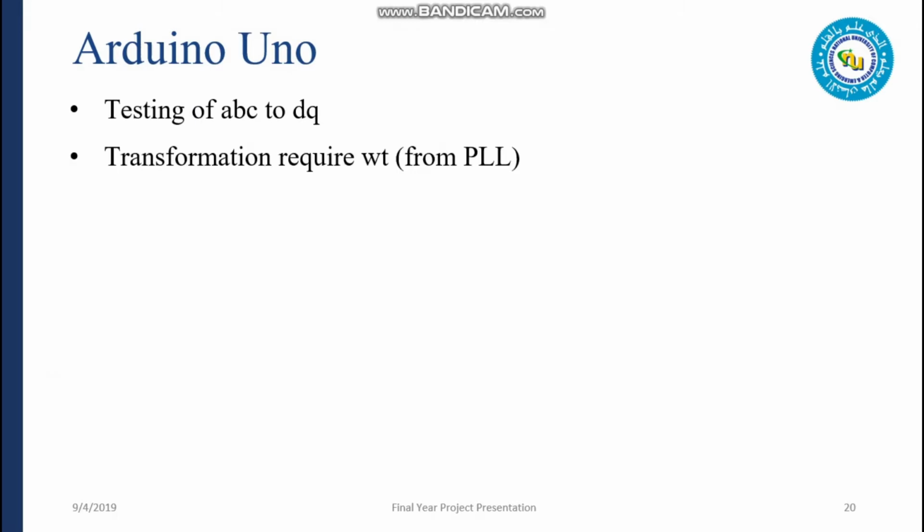We selected Arduino Uno to program my subsystems because we have already worked on it and it's easy to code. From all the subsystems, ABC to DQ seems easy to implement, so we first implement this block on Arduino. But this block needs the omega T for the transformation, which is the output of another subsystem called PLL. So at first we consider omega T to be equal to 50 Hz.